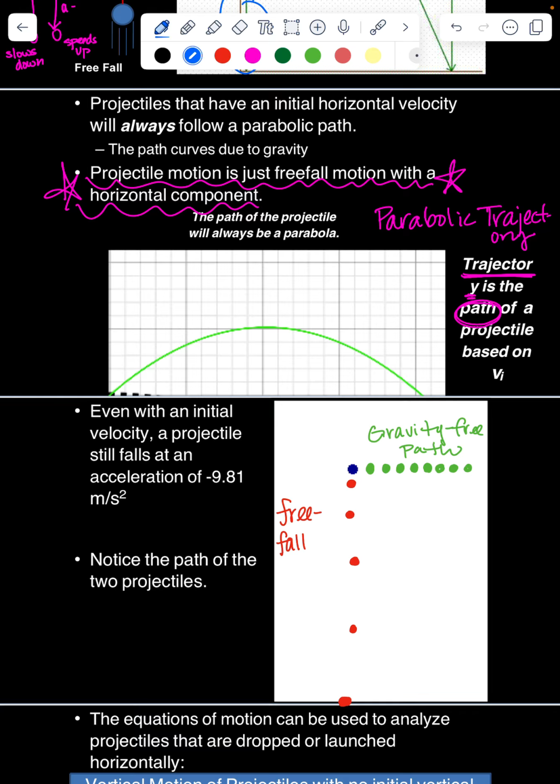Now, parabolic motion actually takes from both of these. It's going to have both paths. It's like if we pulled this one down and pulled this one across, it's going to give us this dot. If we pulled this one down and this one across, it's going to give us this dot.